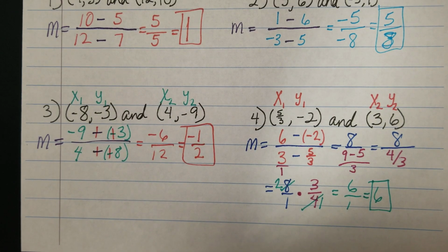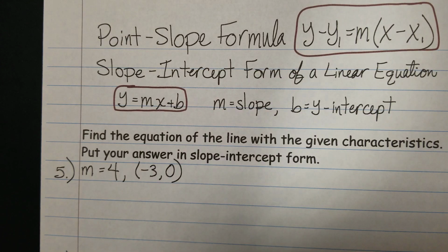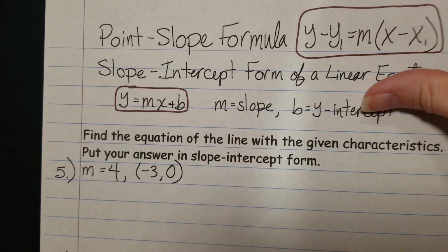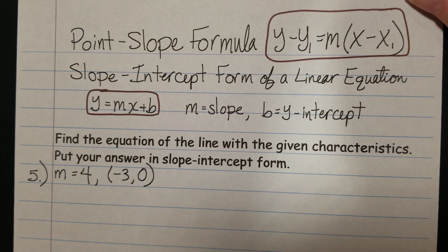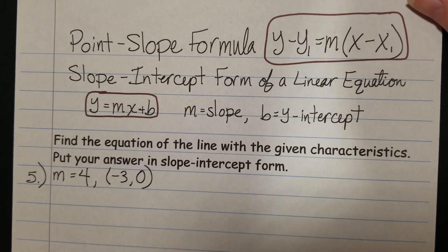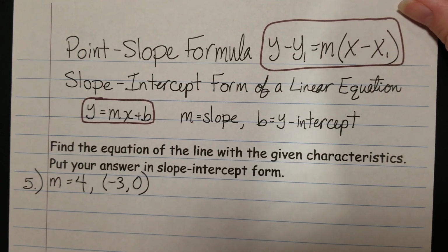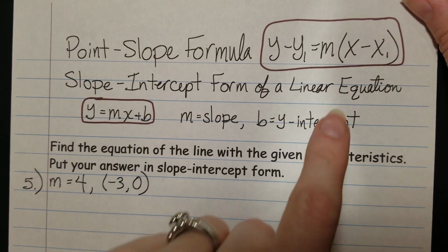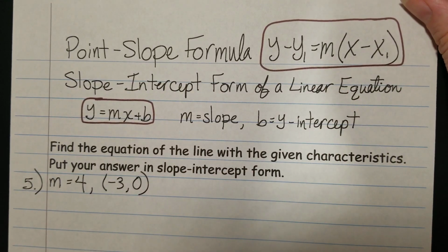Next, we're going to be looking at the point slope formula. So the point slope formula is y minus y1 equals m times x minus x1. I use that formula to get the equation of a line. And in order to use that formula, you need to know the slope of the line, and then you need to know a point that's on the line.